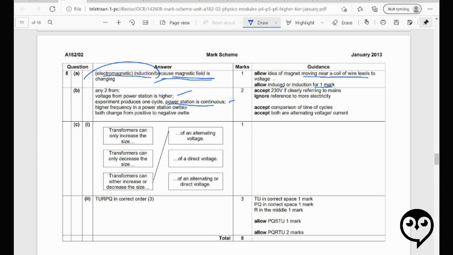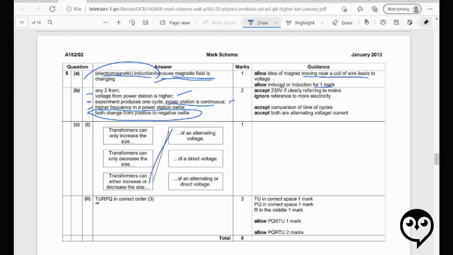Higher frequency. It said how they compare, but I guess you could have had the similarity of them both being alternating current. I'd said it's continuous at the power station, and it should be obvious that the voltage is much, much higher. And at higher frequency it goes faster as well. Okay, that's how we had it.